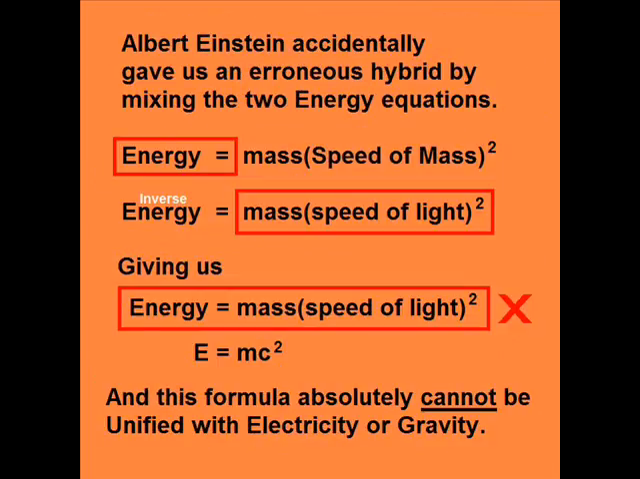Albert Einstein accidentally gave us an erroneous hybrid by mixing the two energy equations. He took the first half of the top equation and mixed it with the second half of the bottom equation, giving us energy is equal to mass times the speed of light squared. And this formula absolutely cannot be unified with electricity or gravity.